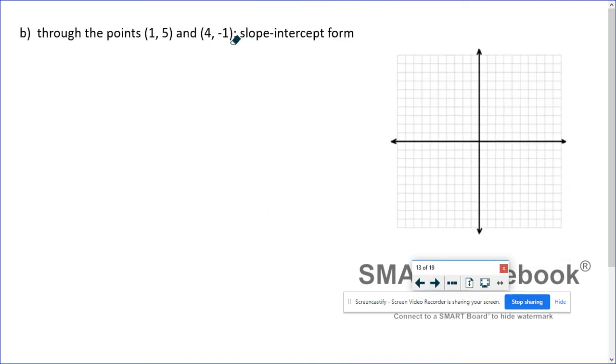I'm going to leave this. We'll do a separate lesson starting next week on the idea of getting two points and trying to get an equation. And then we'll also talk next week about parallel lines and perpendicular lines.